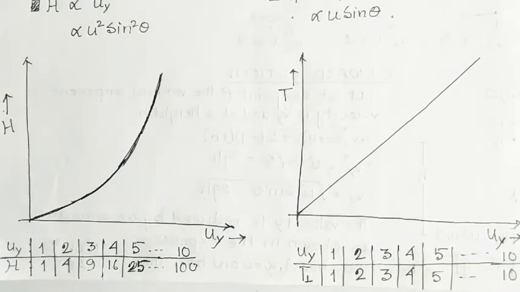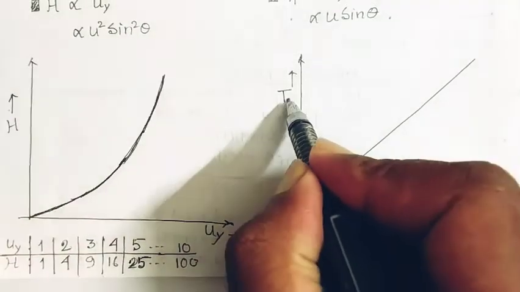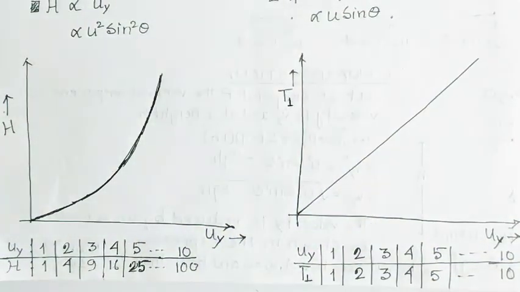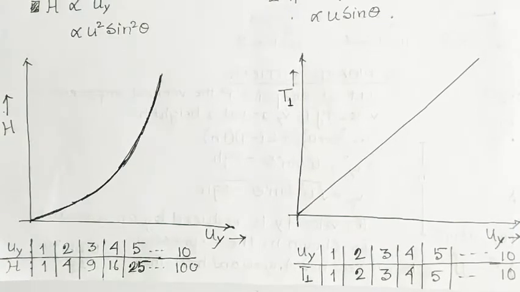t1 varies linearly with uy. As uy varies, t1 varies in a similar manner. So these two things we have to understand. If the numerical values are known, then we just use them. We need not concern ourselves about this.